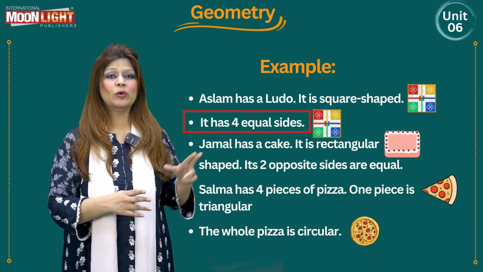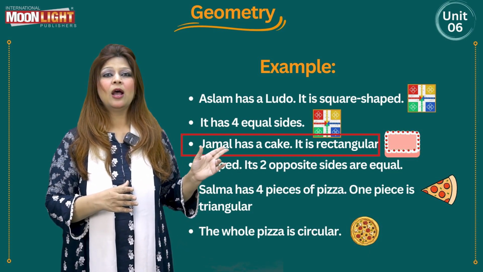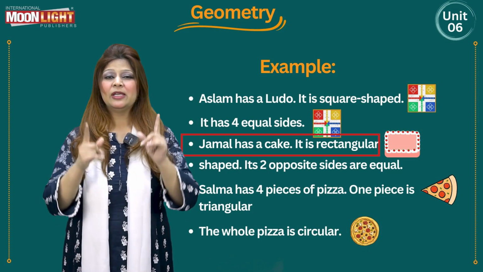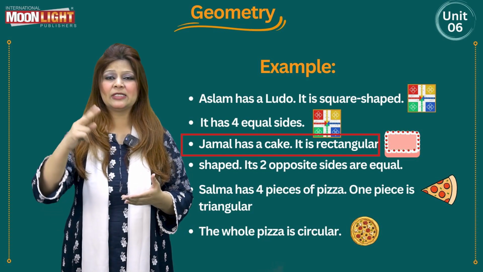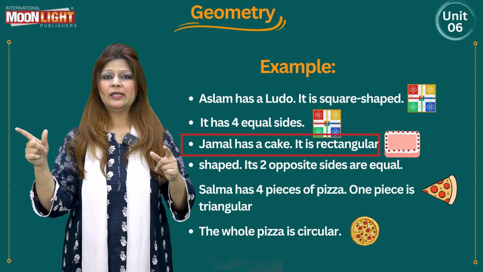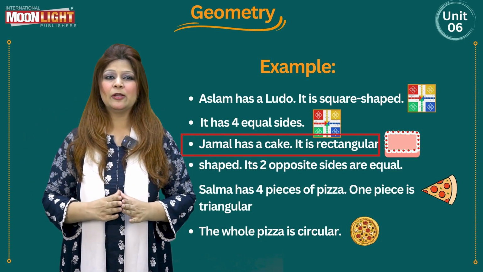Now check this one out. Jamal has a cake. Check this cake out. It is of which shape? Yes, it is of rectangular shape. So it has opposite sides. These two opposite sides, this one and this one, and this one and this one, these two opposite sides are equal.